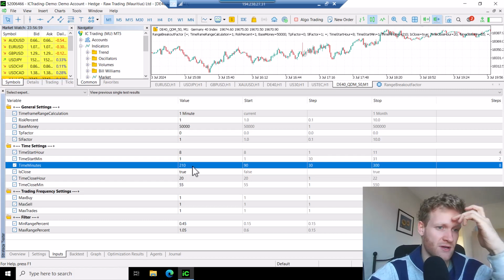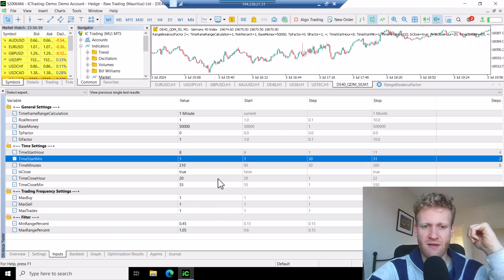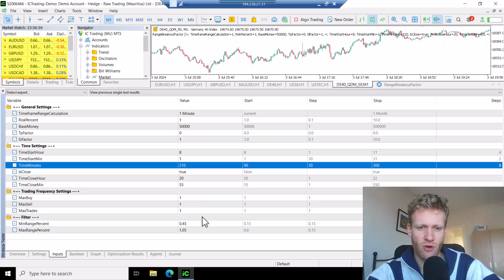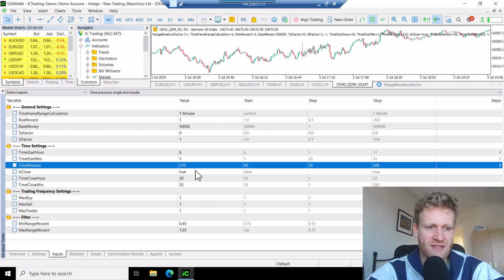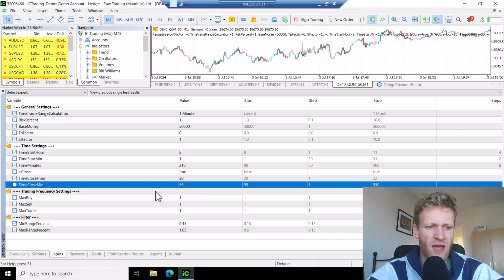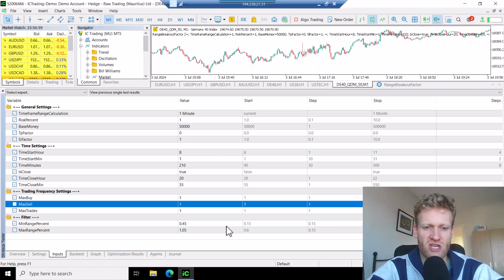Then the time for the range is here, 210 minutes in this test, but in the optimizer, this was something that I wanted to figure out, of course. How long should the range be? And in a second, I will show you how this looks then in the tester. Then I close positions late in the evening, and I do a maximum of 1 buy or sell trade. So just 1 trade per day, which is the first breakout pretty much.